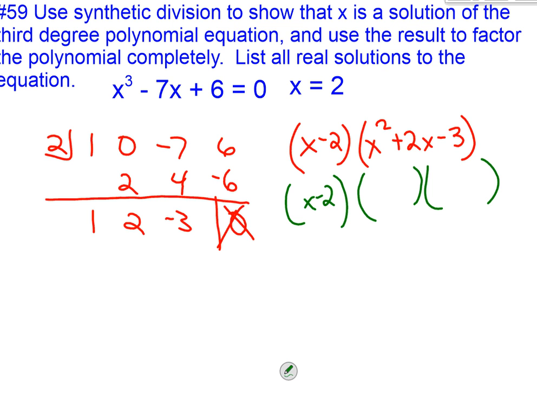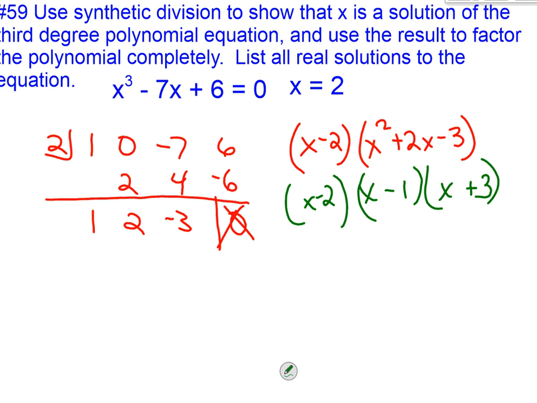Oh, this one we can factor pretty easily. What multiplies to be negative 3 and adds to be 2? It's 1 and 3, right? I know, I keep hearing 2, but it's minus 1 and plus 3.